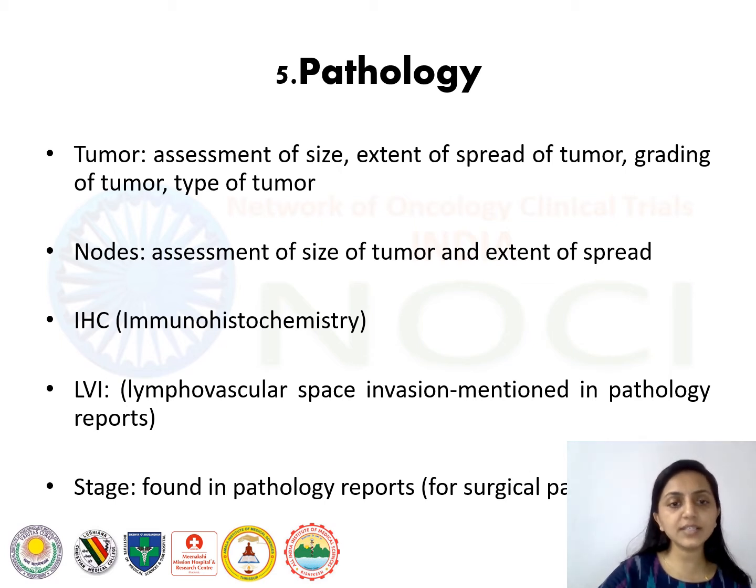In certain cases, there may be a confusion or difficulty in identifying different types of tumor, and in that case, we have something called the immunohistochemistry test that is done on the specimen. This includes special investigations or special tests that are done on the specimen, and this helps us to identify the correct type of tumor.